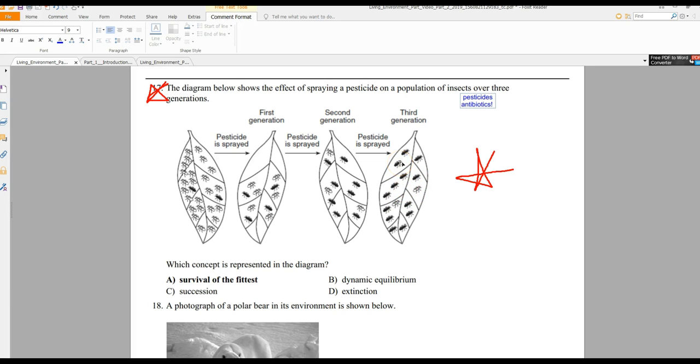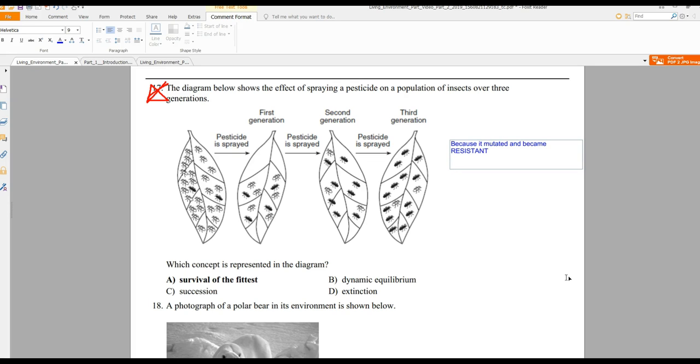What happened to these dark bugs that they're able to become resistant to the pesticide? This is what I want you to focus on when answering. Let's say this is a short answer question, and it's asking you, why was the black bug able to survive the pesticide? Because it mutated and became resistant.